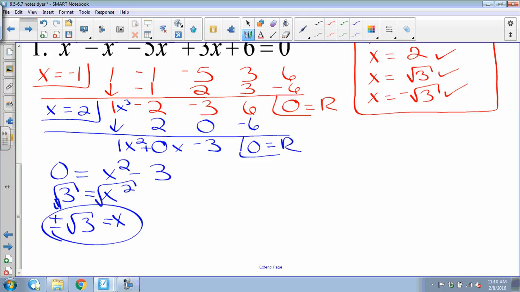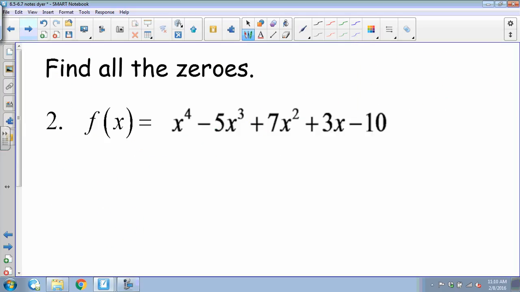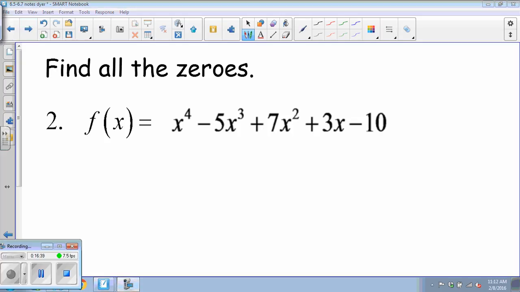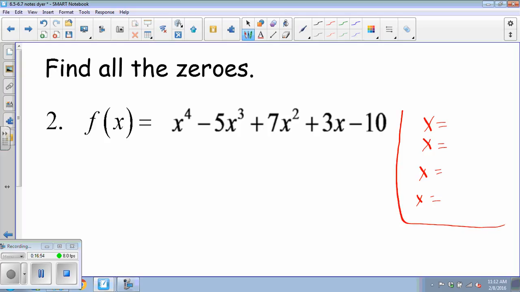Okay, let's look at, y'all try this one. Find all the zeros. Okay, I'm going to give you more time to work, but let me just make sure that we understand what we're doing. How many zeros are there? There's 4. So you should have x equals something, x equals, and x equals. That is always where I would start, so that you make sure you know how many answers you should have.